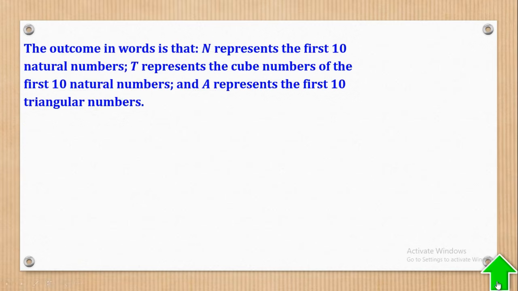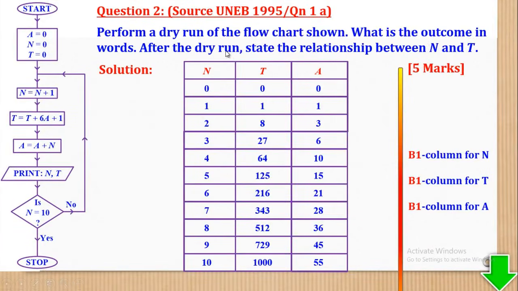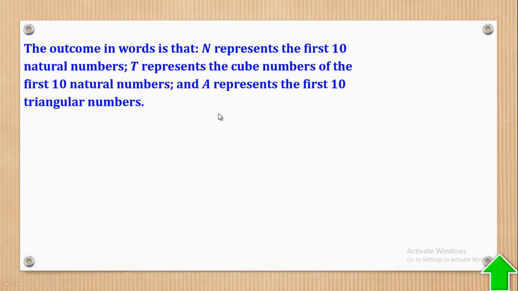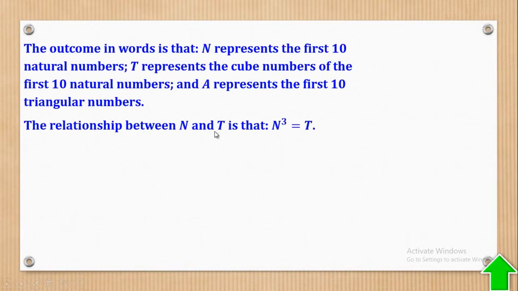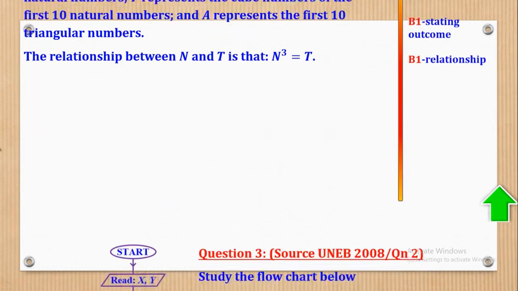Then next we shall go to the next part. The next part says, after the dry run, state the relationship between capital N and capital T. So we shall come and say that the relationship between capital N and capital T is that N cubed is equal to T. So B1 for setting the outcome, B1 for the relationship.